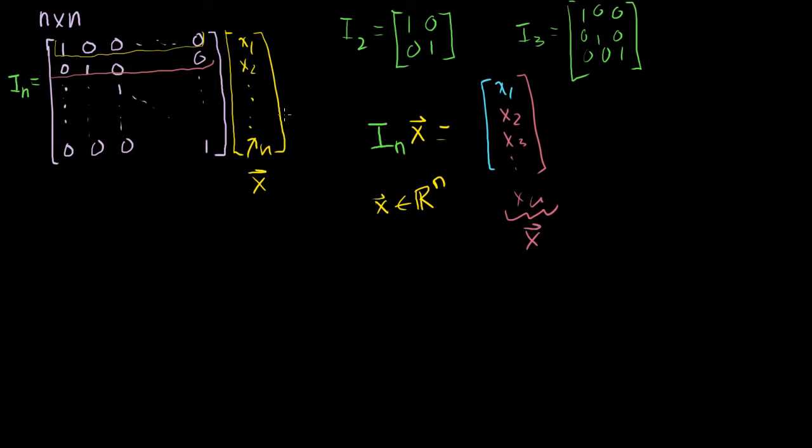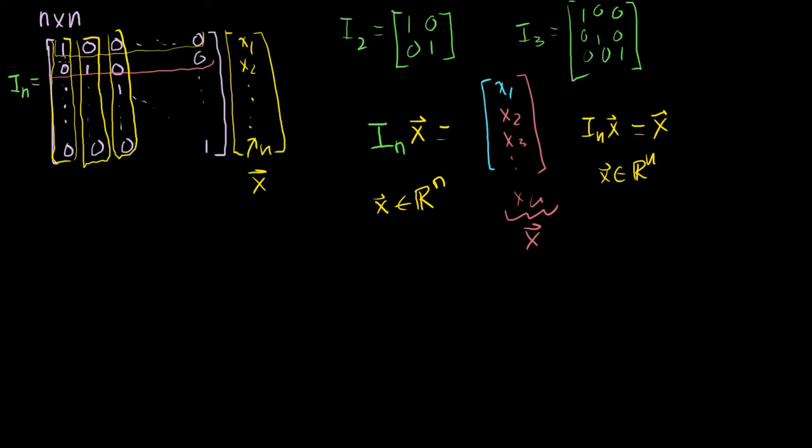So the neat thing about this identity matrix that we've created is that when you multiply it times any vector, you get the vector again. The identity matrix times any vector in Rn, it's only defined for vectors in Rn, is equal to that vector again. And actually, the columns of the identity matrix, the set of columns, has a special name.